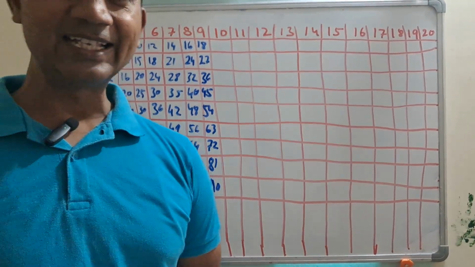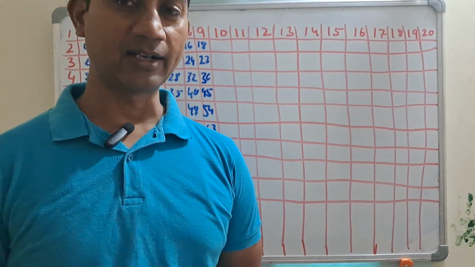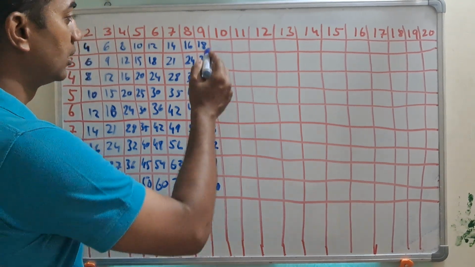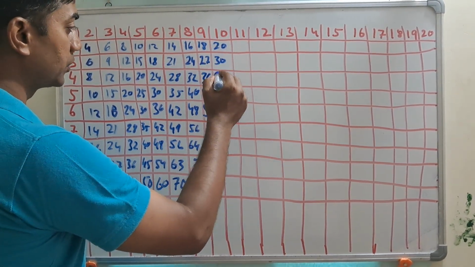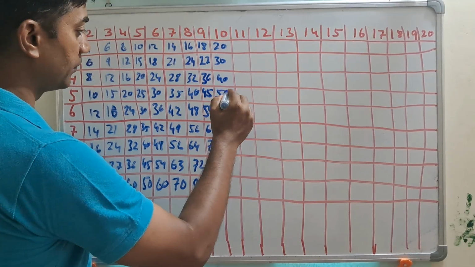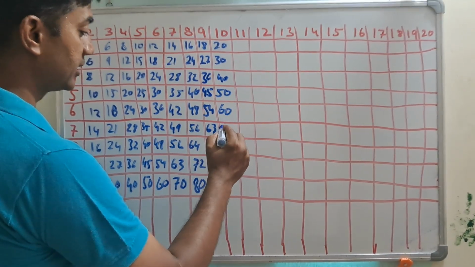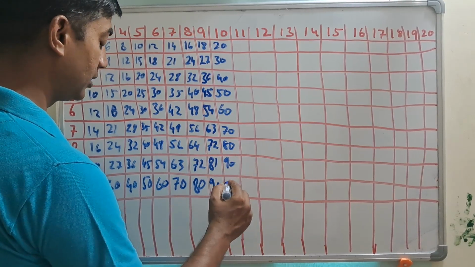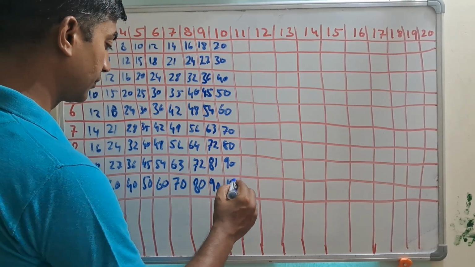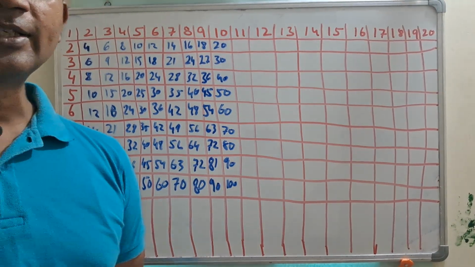Now we have the very easy table, which is the table of 10. Everybody knows 10 1 ja 10, 10 2 ja 20, 10 3 ja 30, 10 4 ja 40, 10 5 ja 50, 10 6 ja 60, 10 7 ja 70, 10 8 ja 80, 10 9 ja 90, 10 10 ja 100.